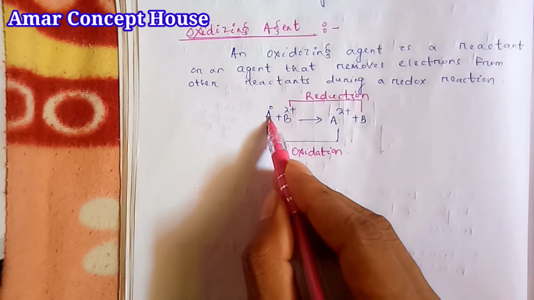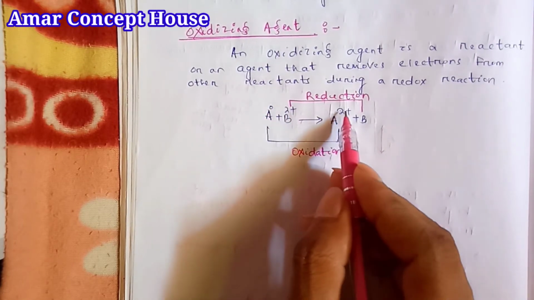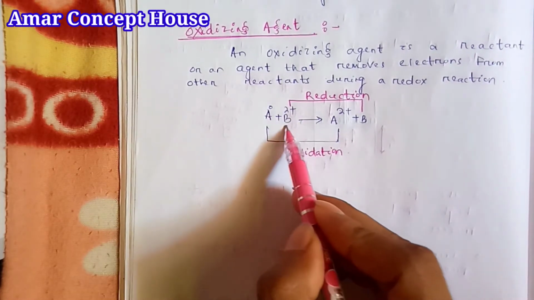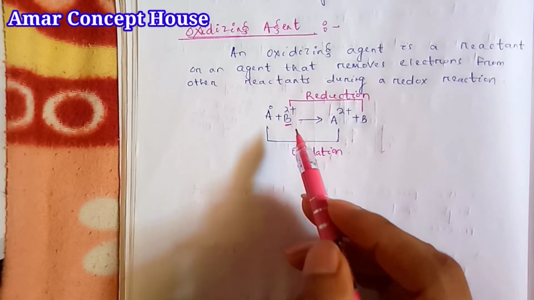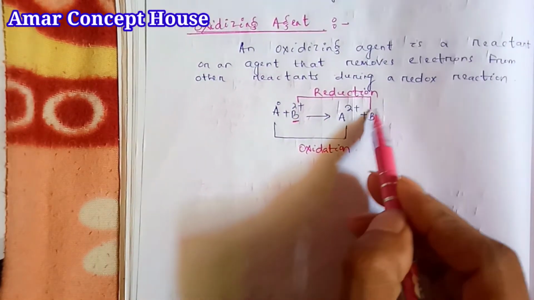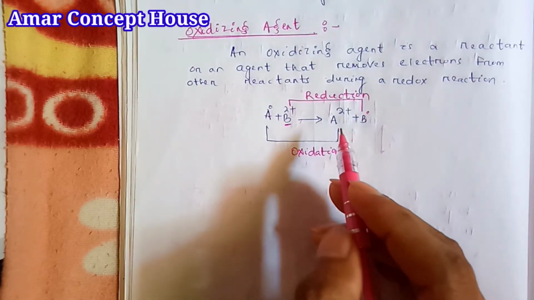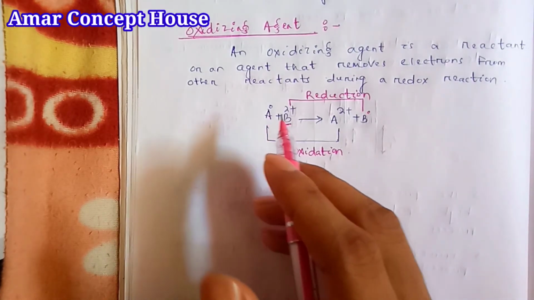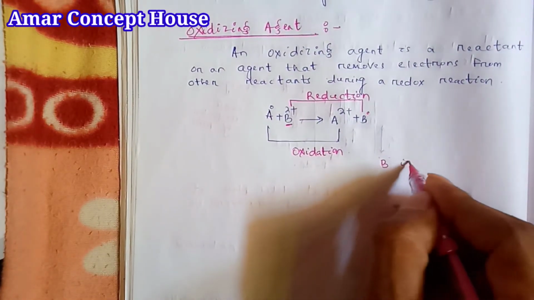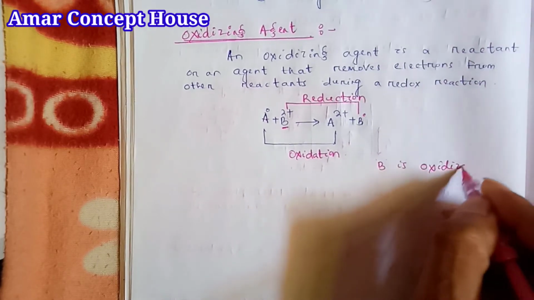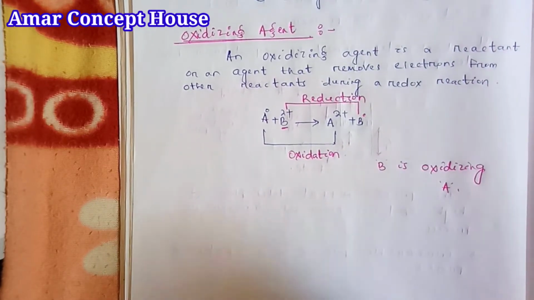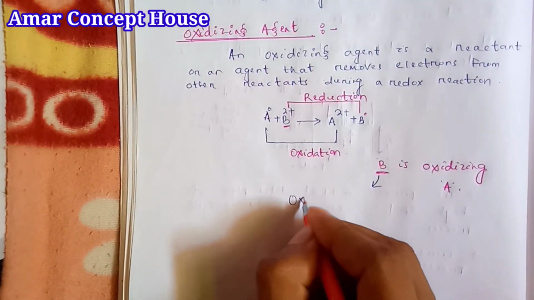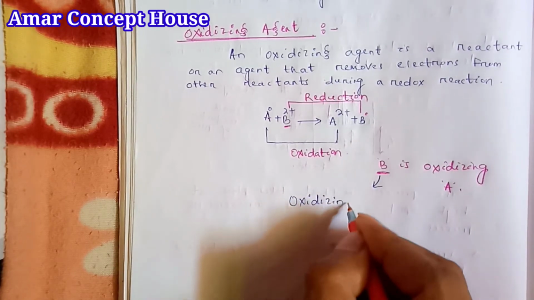A loses the electron. That's why the oxidation number of A changes from 0 to +2. And who accepts these 2 electrons? B. Clear? Because the oxidation number of B changes from +2 to 0, there is nothing there, meaning 0. So it accepts 2 electrons. So who is oxidizing A? Here B is oxidizing A. That means B behaves as an oxidizing agent here, because B is oxidizing A.